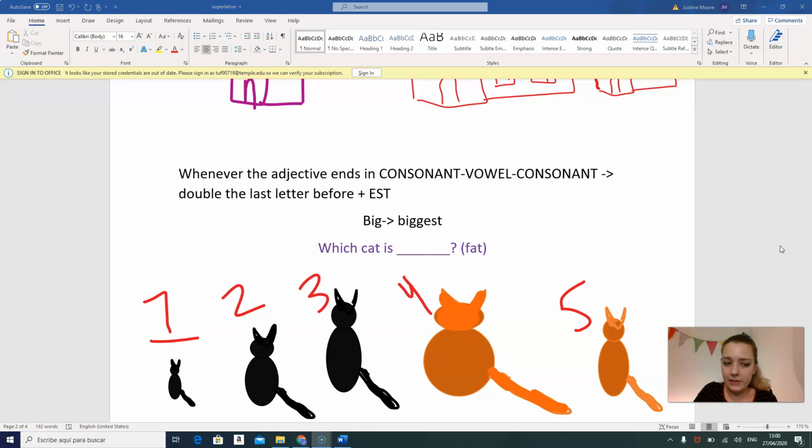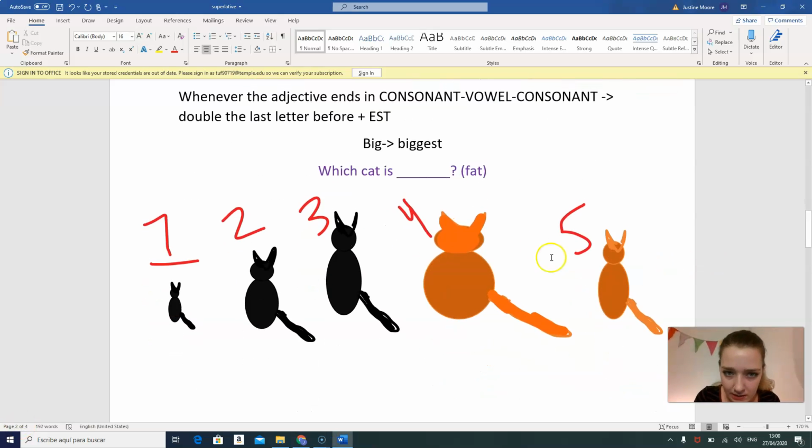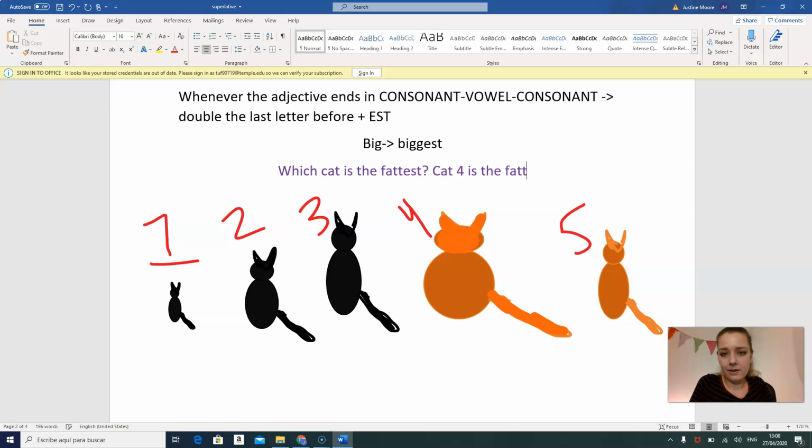Alright, so remember the spelling change, and now let's look at this. Which cat is, and the adjective is fat. So how would we make this question? Which cat is the fattest? And look, it's two T's because consonant, vowel, consonant. So which cat is the fattest? Cat 4 is the fattest. All right.